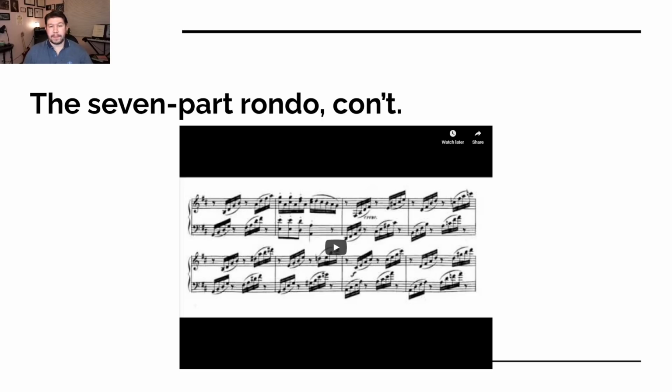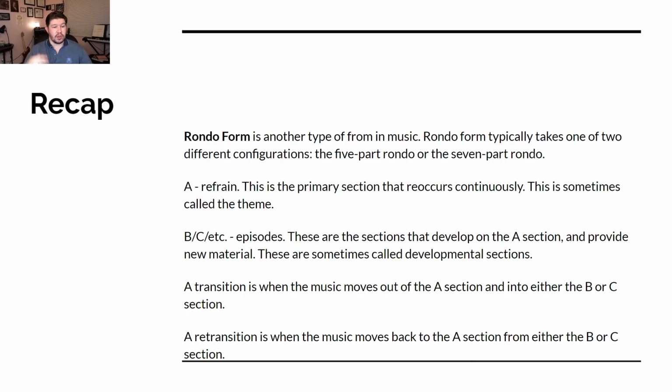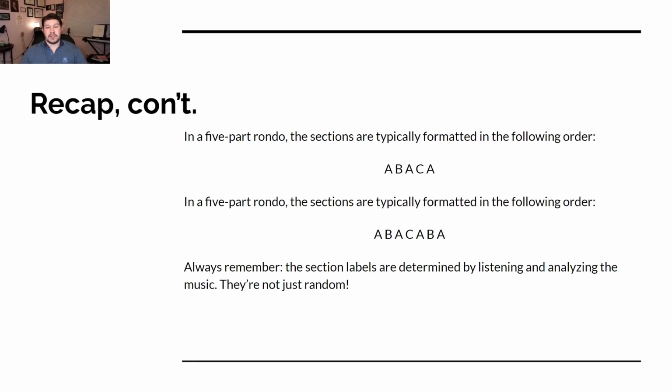So very quickly here, so we don't go too much longer with this video, the recap. Rondo form is another type of form of music, and it has two different configurations, 5 or 7 part rondo. The A section is typically called the refrain, and the B and C sections are called the episodes. A transition is when the music moves out of the A section and into another one, and a retransition is when it moves back to the A section from a different section.